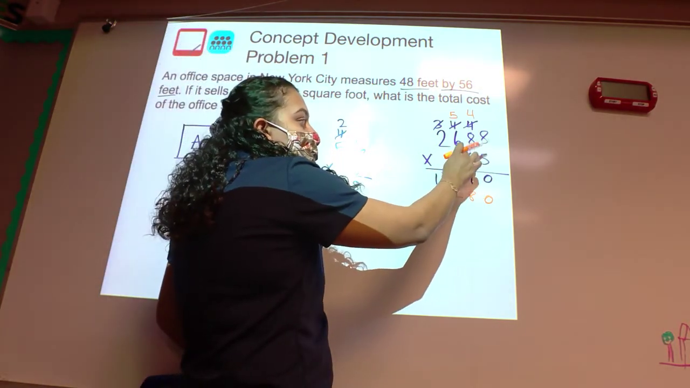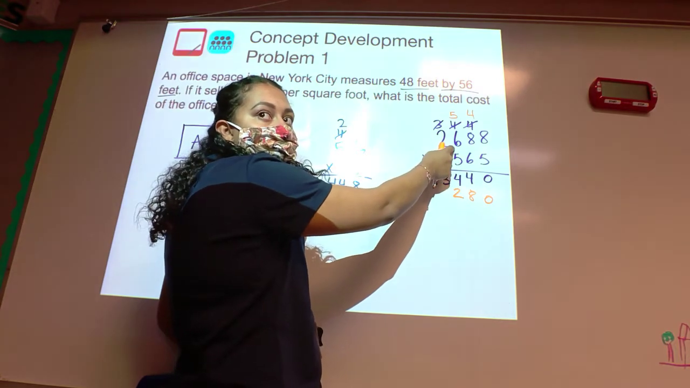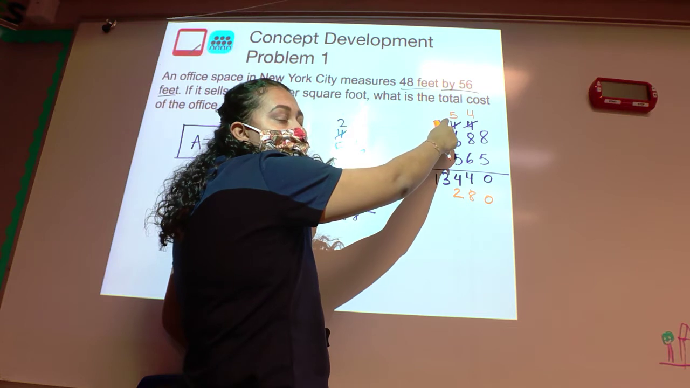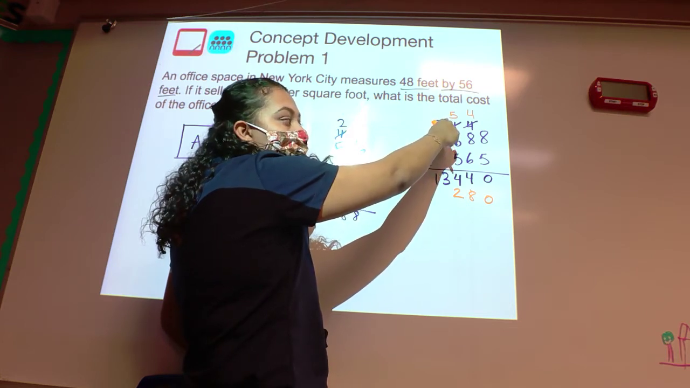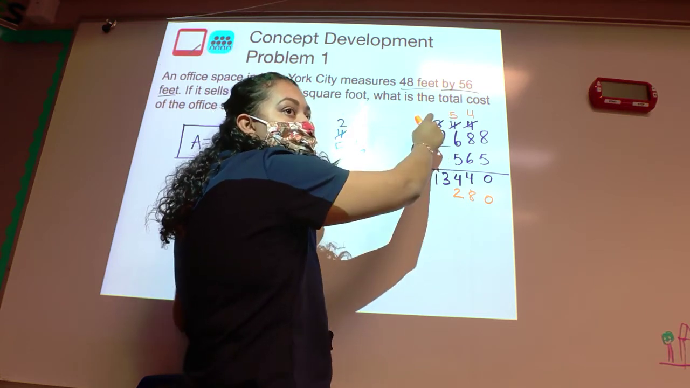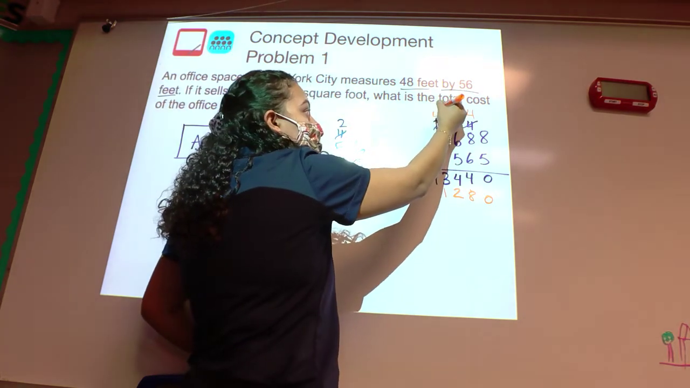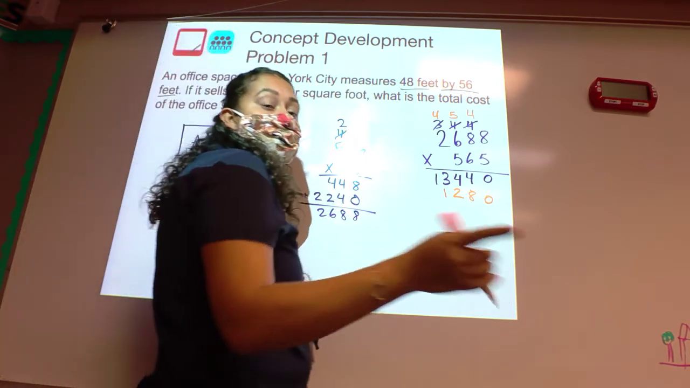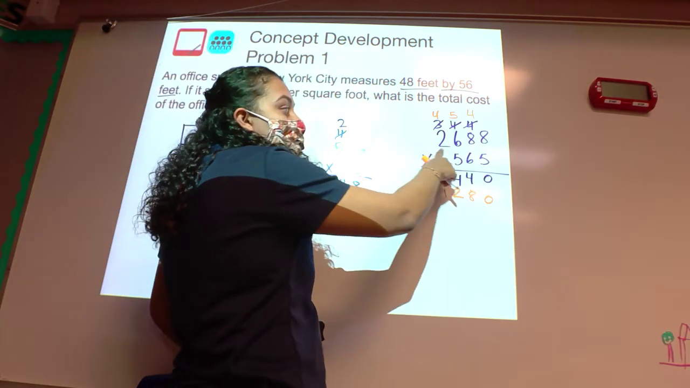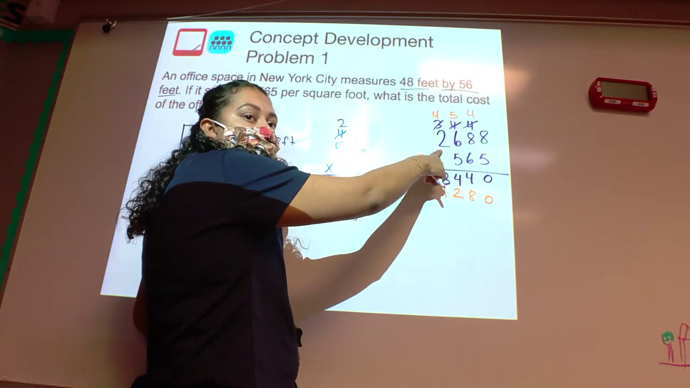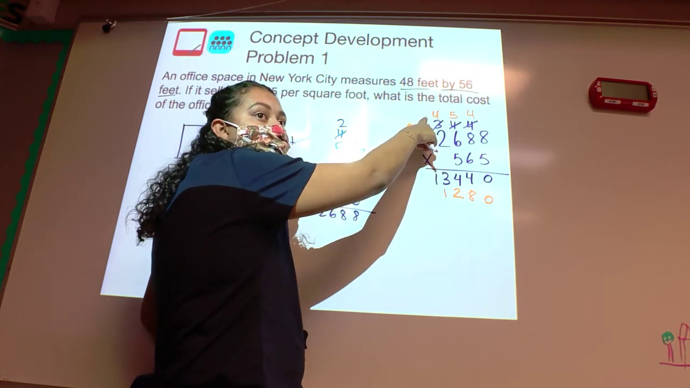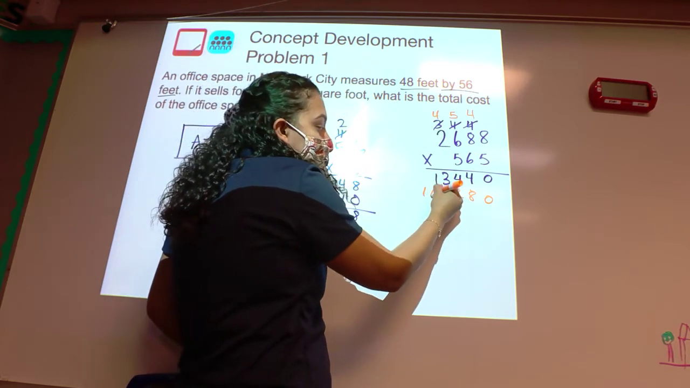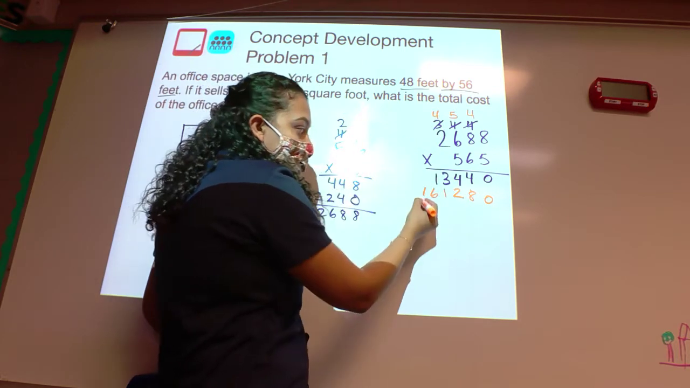Okay, 6 times 6. 36. 36 plus 5, 41. So 1 here. Carry the 4. Okay, so now we have 6 times 2. 12 plus 4. 16. So 16 down here because we don't have any more digits to carry over to.